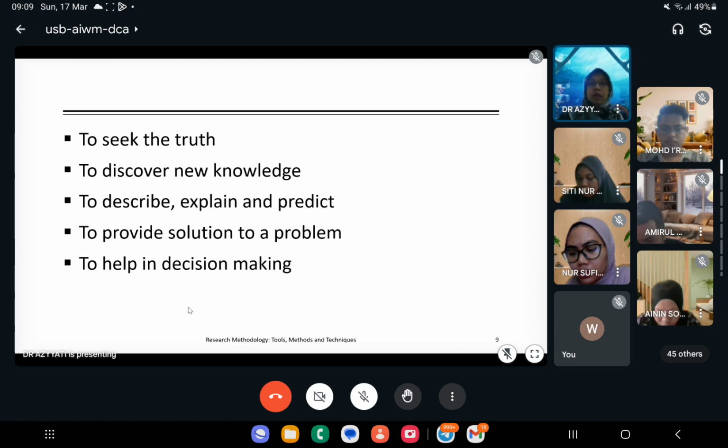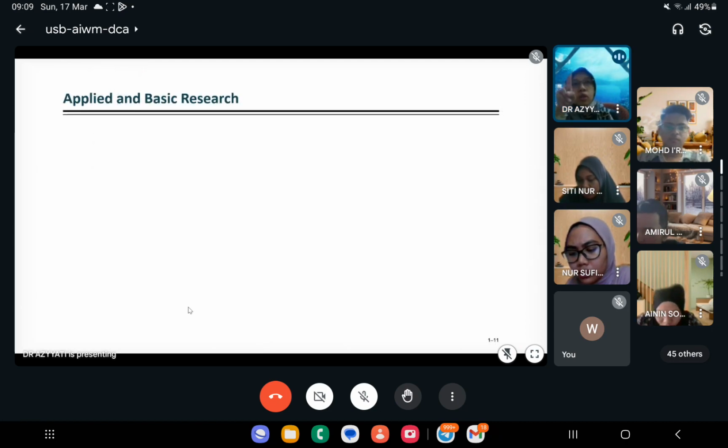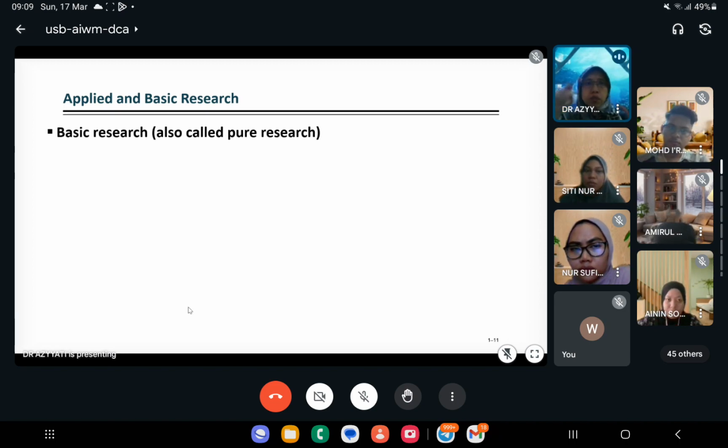All right, and then types of business research, A versus B. There are two things over here. This one is quite important because it always comes out in your exam. Whenever I say it is very important, you have to take note. Applied and basic research. What are the differences between these two?